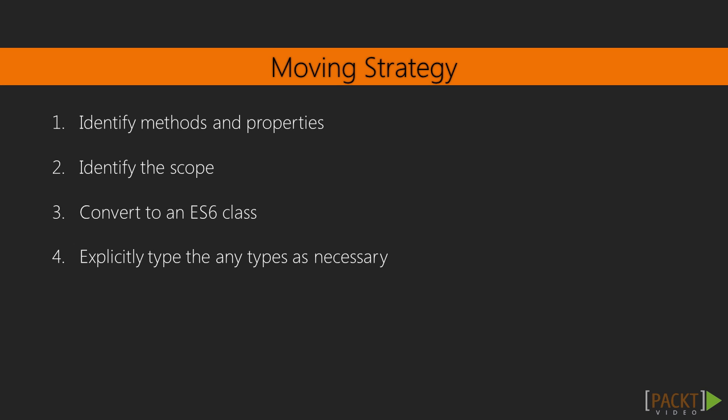So what's our strategy we're going to use for converting our JavaScript class-like code to using ES6 classes in TypeScript? Well, first, we'll identify the methods and properties. Second, we'll identify the scope of our methods and properties, for example, if they should be private, public, or protected. Third, we'll convert everything to an ES6 class. And finally, since we're using TypeScript, we'll explicitly set the type information for any implicit any types, as required by our coding standard.